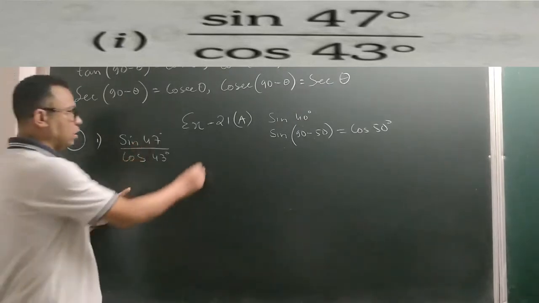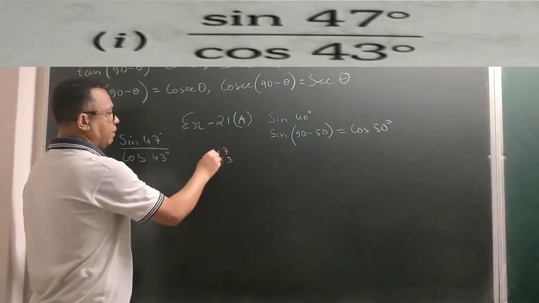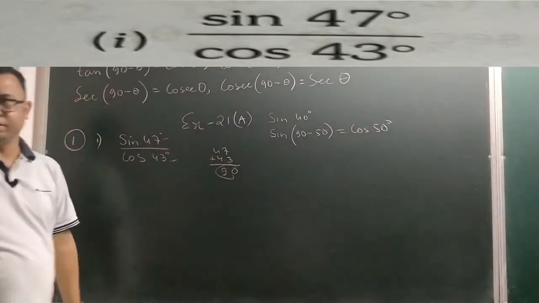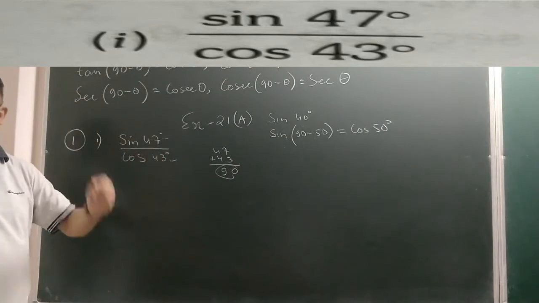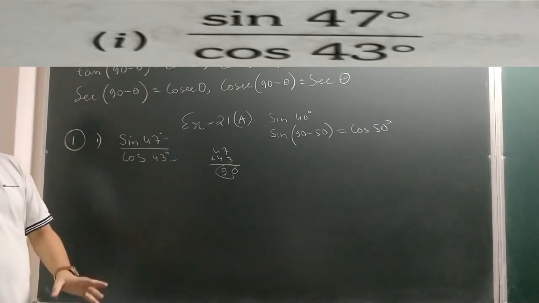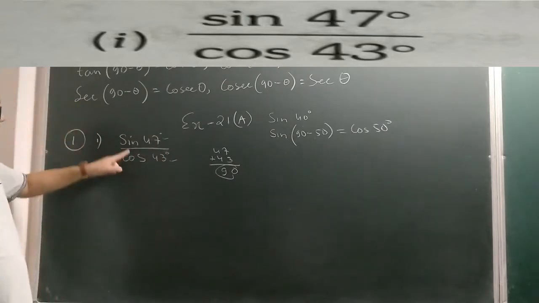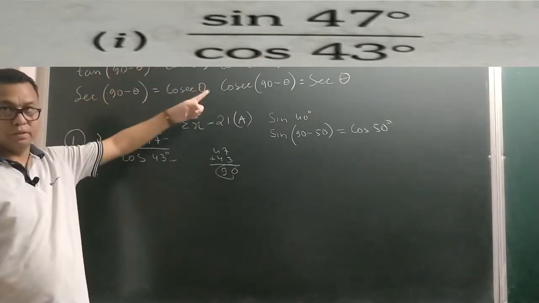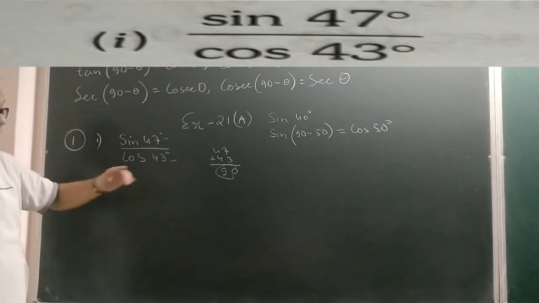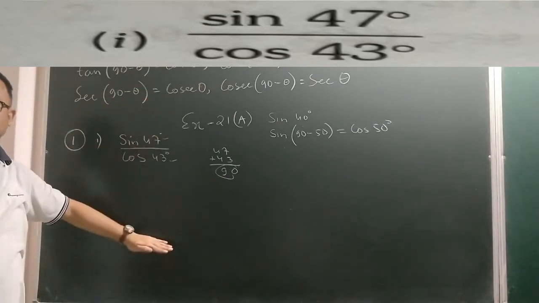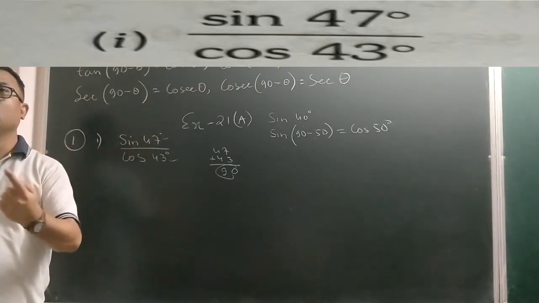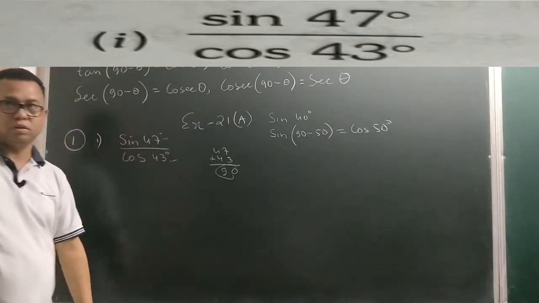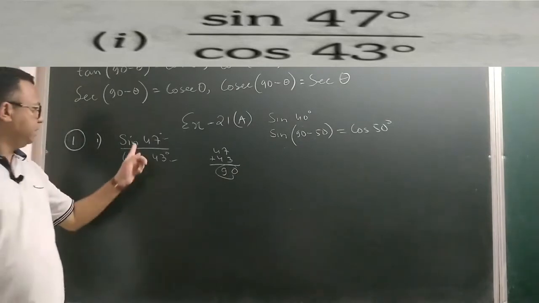Okay, now let's check the total. 47 plus 43 is 90, so these two angles are complementary. So how do we solve? You change any one of the two complementary angles, either the upper one or the lower one, and you can apply these formulas. If you want, change sine; if you want, you can change cos. It's your wish.